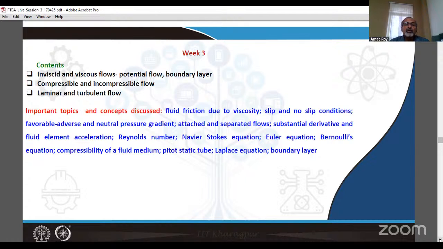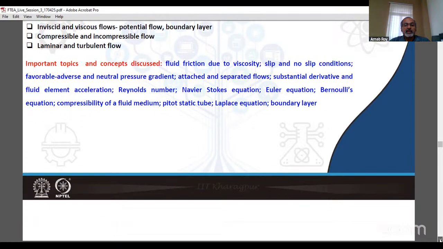We learned about fluid friction due to viscosity, slip and no-slip conditions in the context of the governing equations that we apply them to, say, the inviscid versus the viscous equations. And then what happens when you have favorable, adverse, and neutral pressure gradients in viscous flows, consequently attached and separated flows. All these were discussed in week 3.